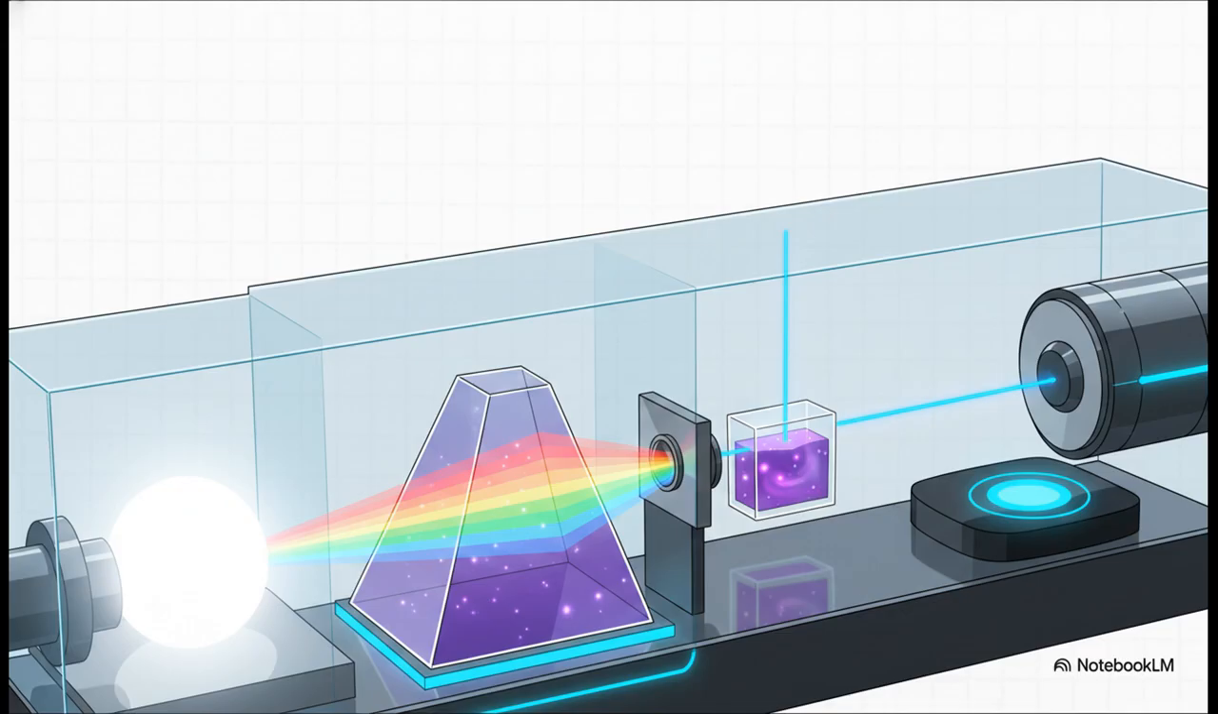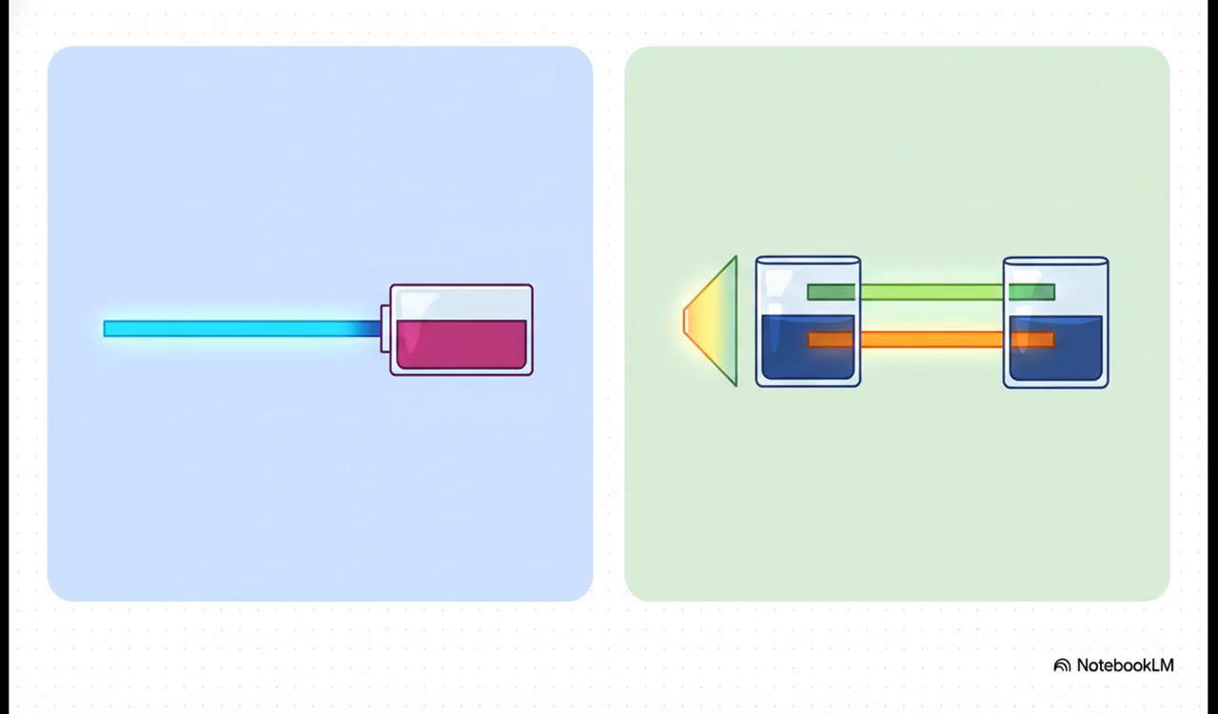This isolated beam passes through our sample cell, the cuvette, and whatever light isn't absorbed finally hits a highly sensitive detector to give us our reading. Now, there are 2 main ways to build this setup. A single beam setup has just one optical path. It's definitely cheaper, but you have to measure your blank reference separately, wait, and then measure your sample. If your light bulb flickers or degrades even slightly between those 2 steps, boom, your data is inaccurate.